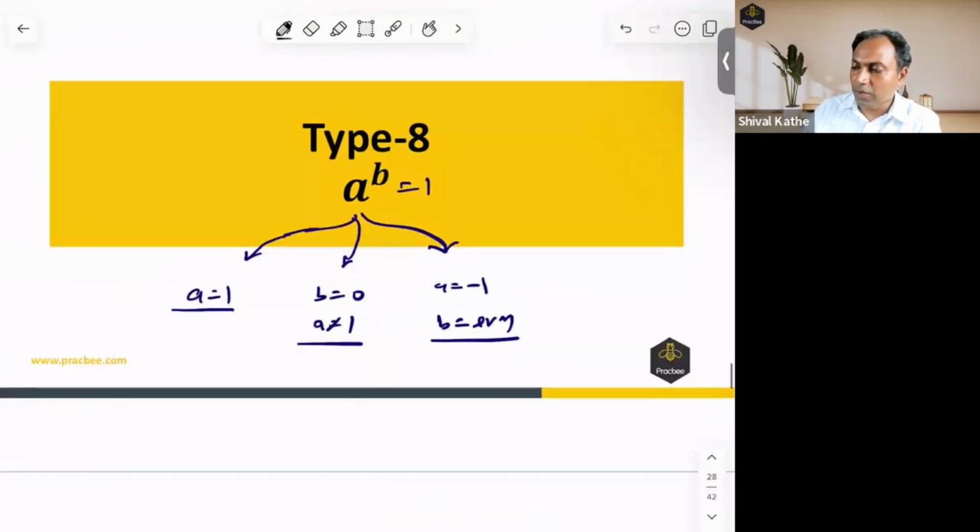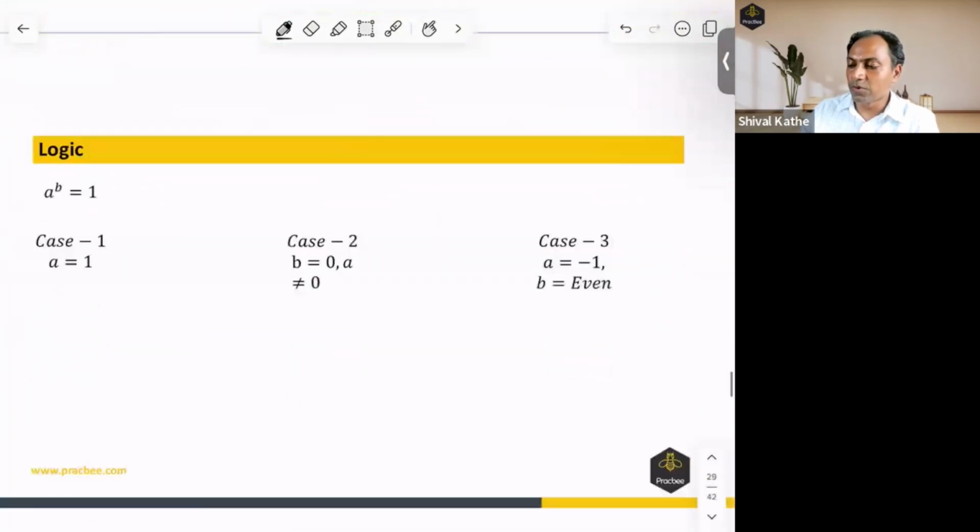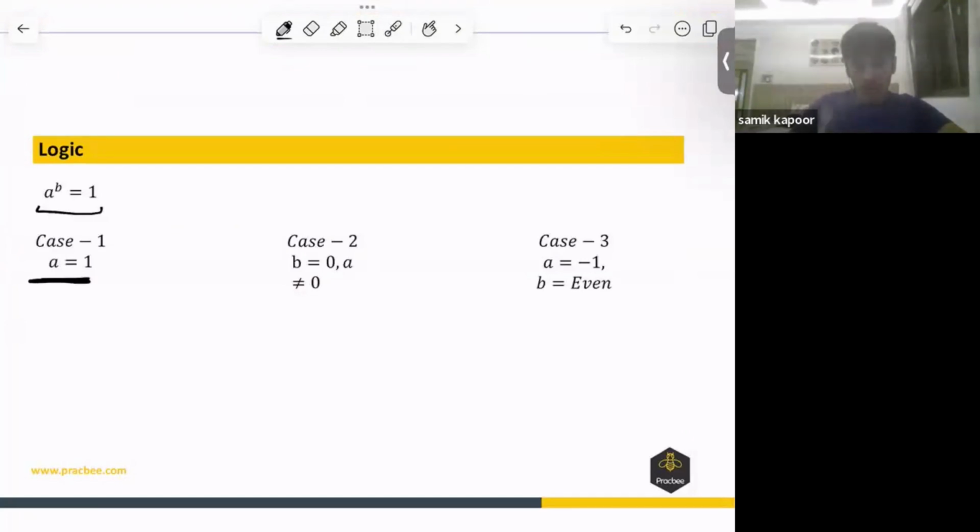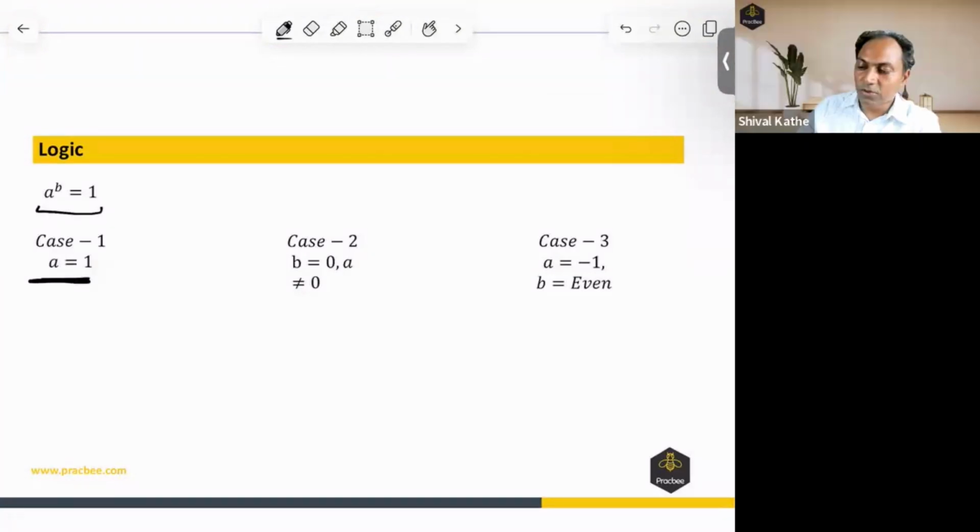Let us do this 8th problem type: a raised to the power b equal to 1. What I told you was, if this is equal to 1, there can be 3 cases. One, a can become equal to 1. Then whatever b is, it is not an issue. If b becomes 0, then it is important that a is not equal to 0.